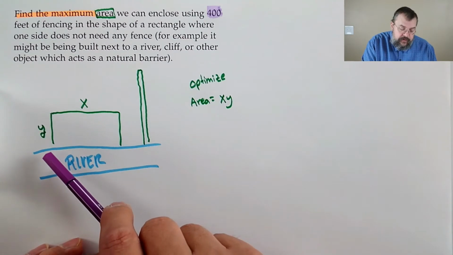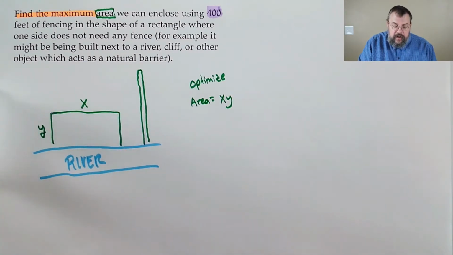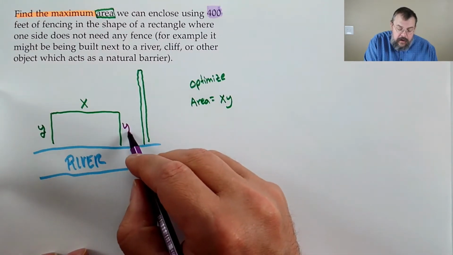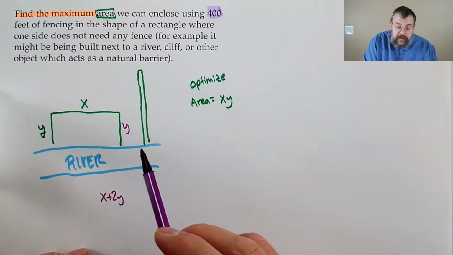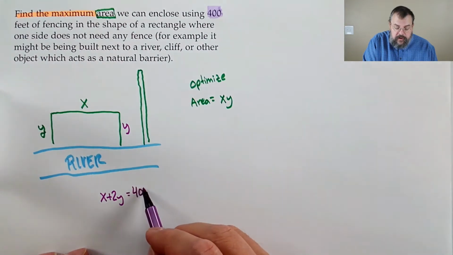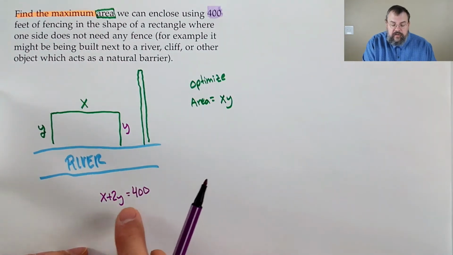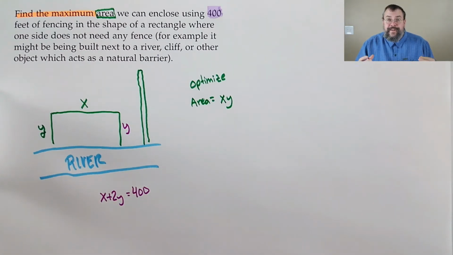Now, how much fence do I have? Well, I have a Y, an X, and then over here is another Y. So the length of fence would be X plus 2Y. Now that has to be 400. That's how much fencing I have. Equals 400. So this gives us a relationship between X and Y. It says, hey, they're connected.